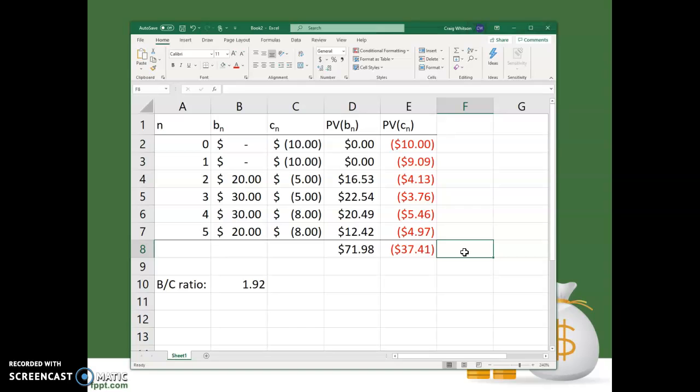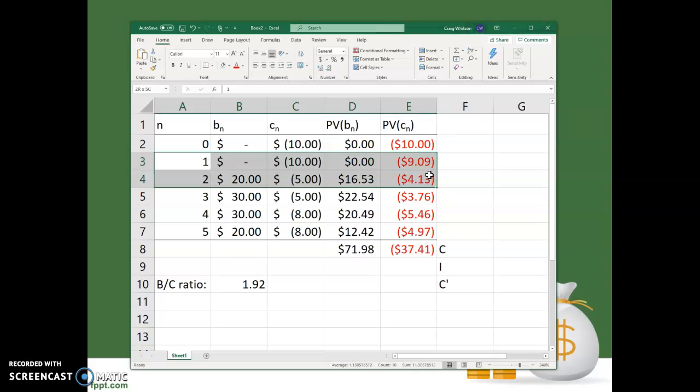So this value right here was just the total C, the total cost. Okay, but the problem also wanted us to break it down into I and C prime, I being the investment amount and C prime being the amount of ongoing annual expenses. So the investment period concluded at the end of year 1. So these first 2 years we were spending, and we weren't receiving any benefits. We didn't start seeing the benefits of this project until year 2.